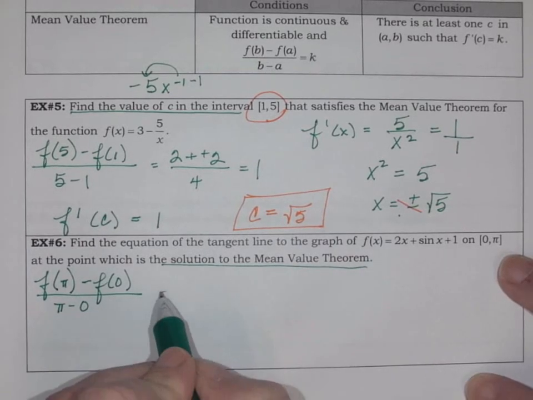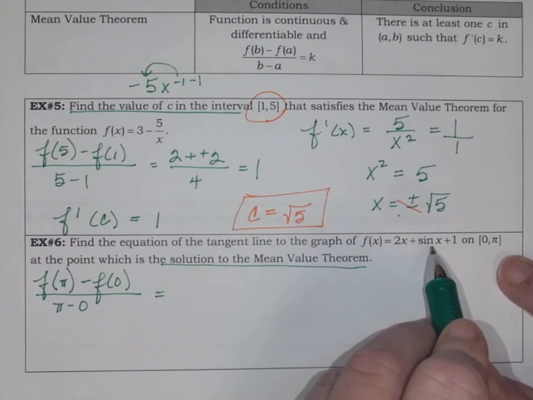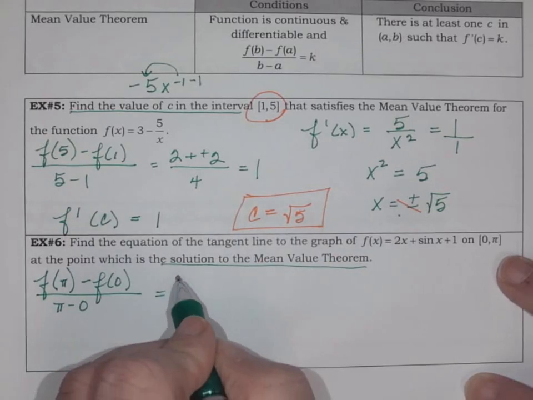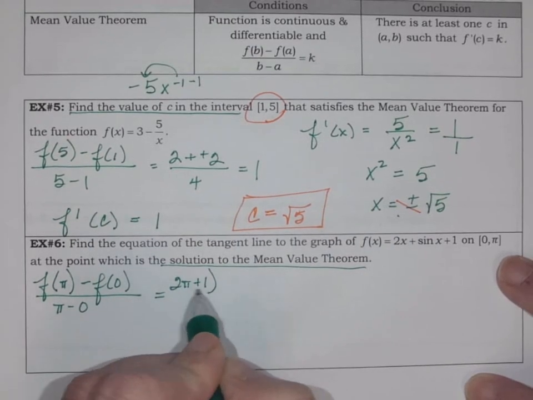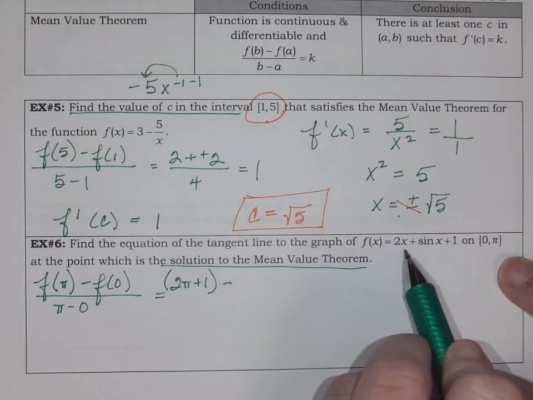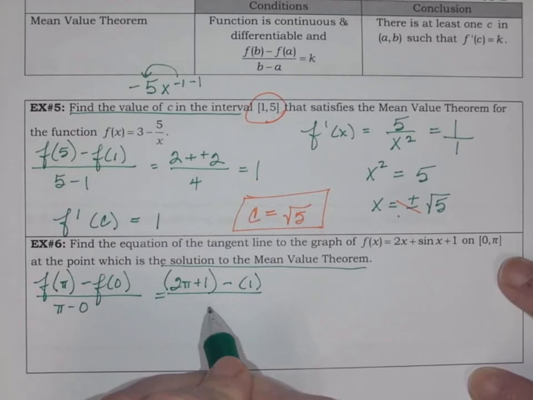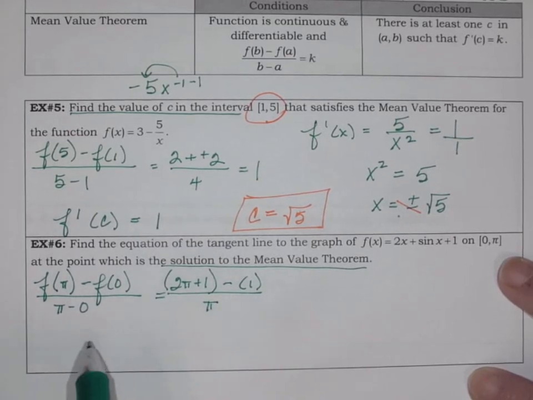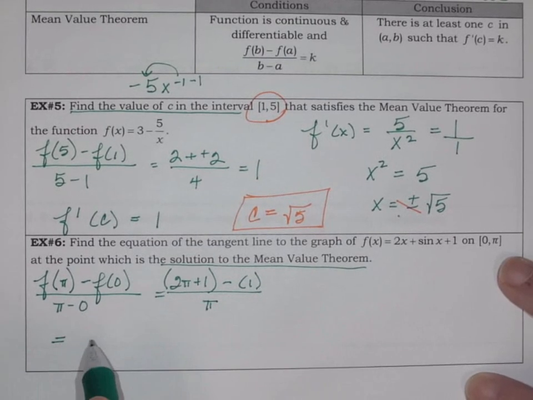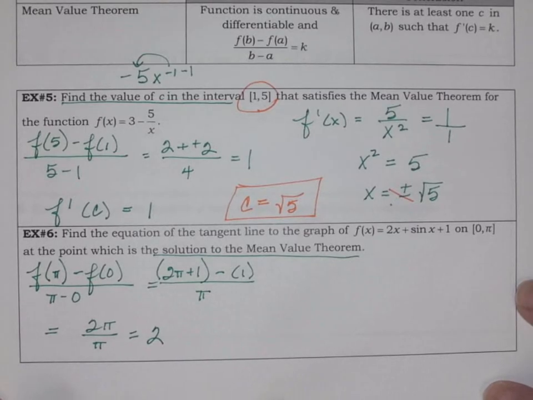Now we're going to plug in. So f of pi would be 2 pi plus sine of pi, which is 0, plus 1. So it would be 2 pi plus 1 minus, let's see, f of 0 would be 0 plus 0 plus 1. So that'd be 1 all over pi, which would be 2 pi over pi, which is equal to 2. All right, so average rate of change is 2.